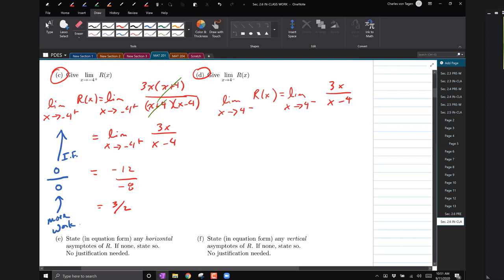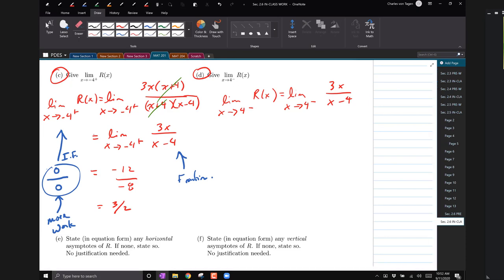Okay? Notice that in this case, this is just a regular fraction. So by the time we get down to here, we're able to do direct substitution. But when we started the problem, we couldn't say anything other than that this had the indeterminate form 0 over 0. And we knew we had more work to do.